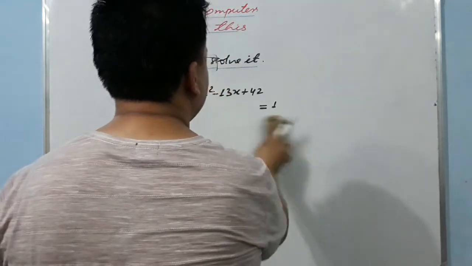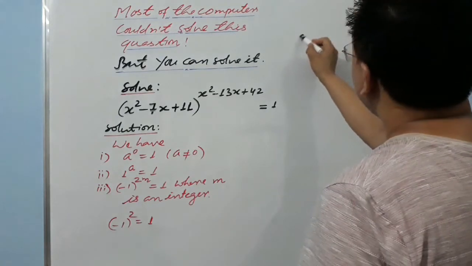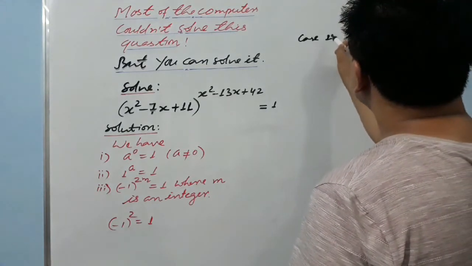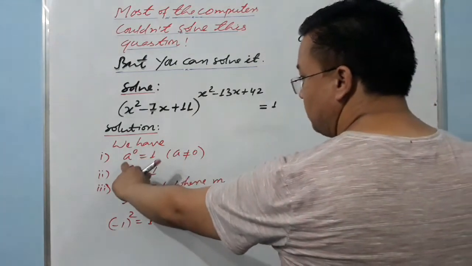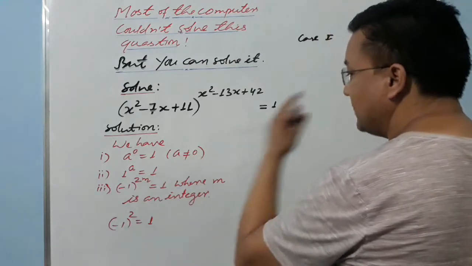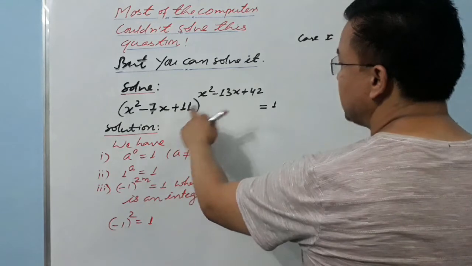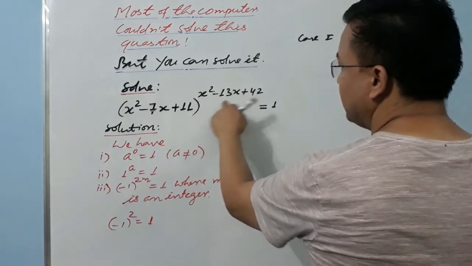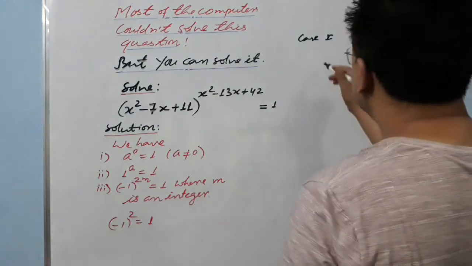So let me start from here. Now, case first. We have a raised to power 0 is equal to 1, if a is not equal to 0. Let's suppose the exponent must be equal to 0. Then only we can get 1.